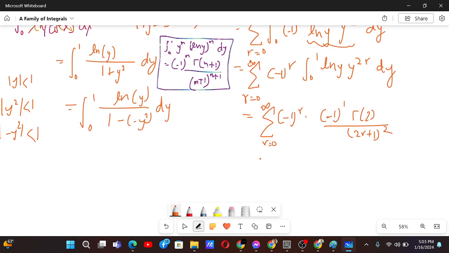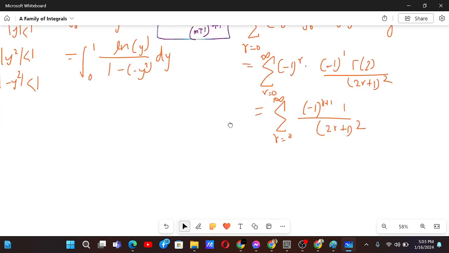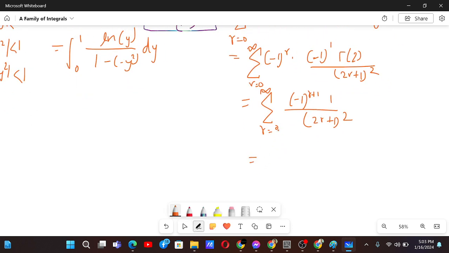And this sum, let's see how it goes. Sum from r equals 0 to infinity, and over here we have (-1)^(r+1), gamma 2 is just 1, over (2r+1) whole squared. Now let's see how this sum is. At 0, this is minus 1. Minus 1 by 1 square plus 1 by 3 square minus 1 by 5 square. And it goes like this.